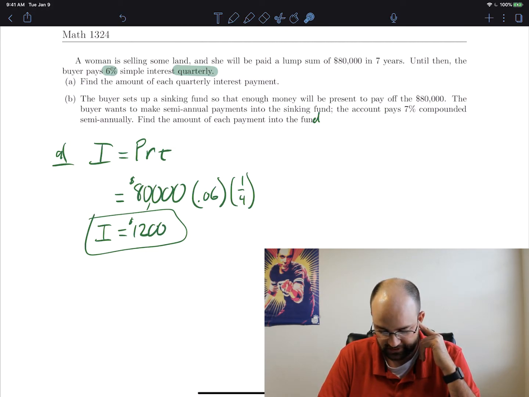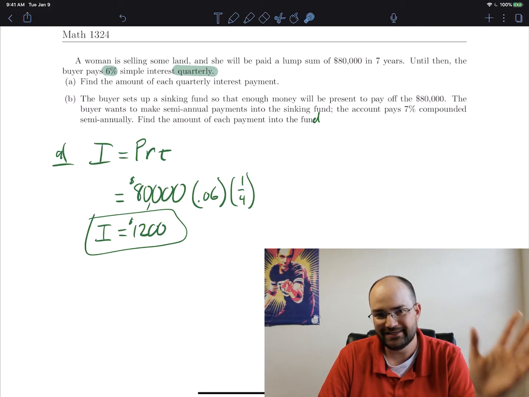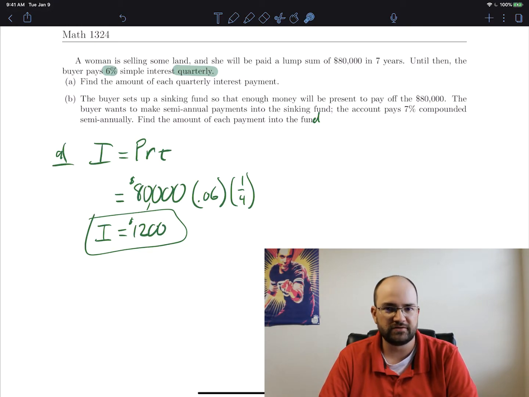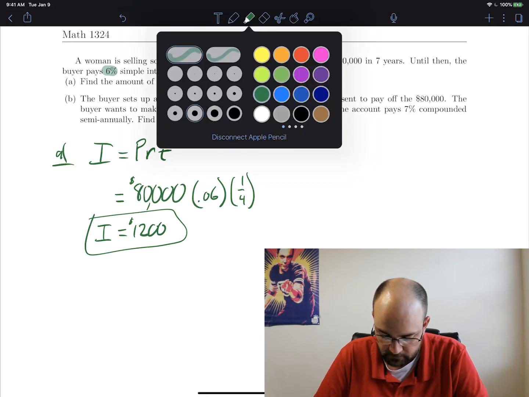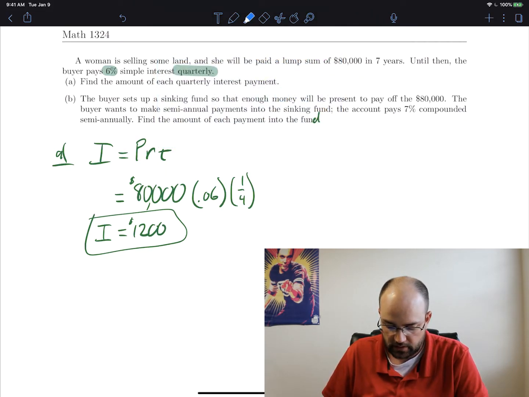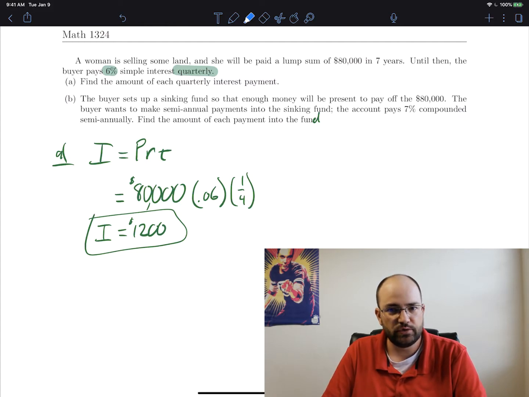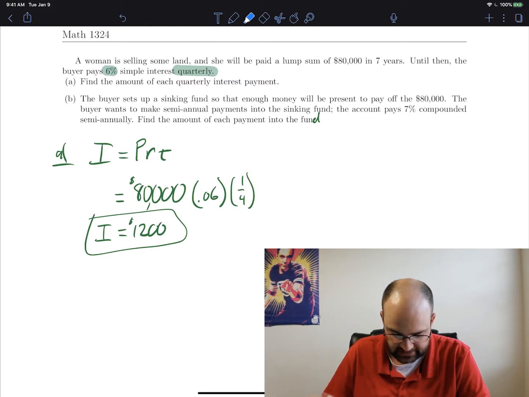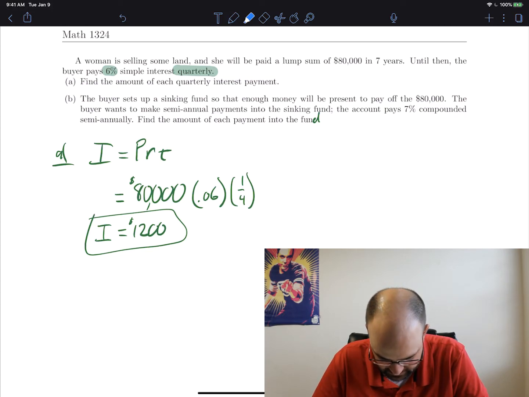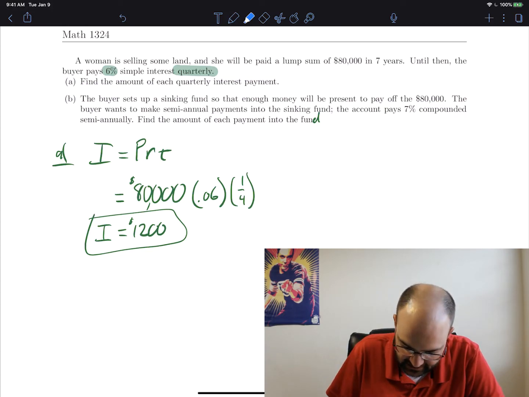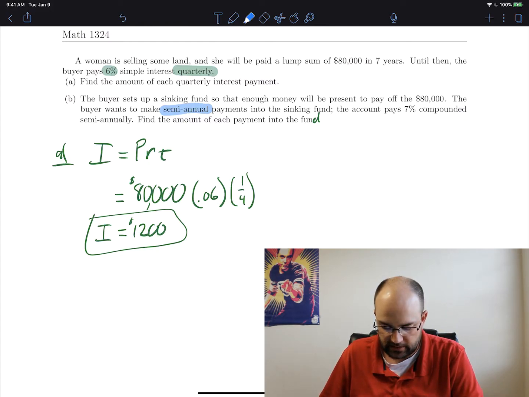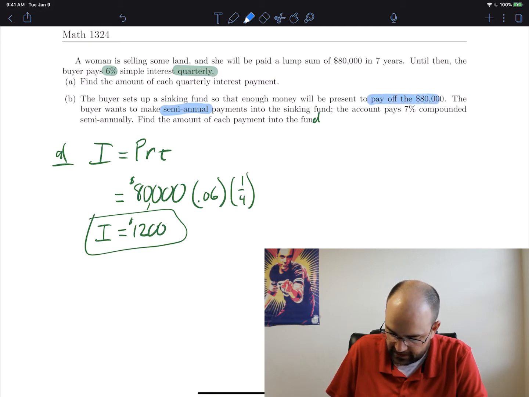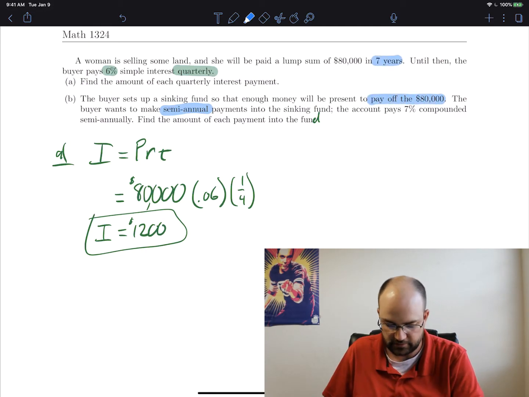So when you're purchasing something, the only way to buy something isn't to take out a loan and pay for it over a certain amount of time. There are other ways. This way is called a sinking fund. Okay, so let's talk about the sinking fund. This is the other part of the question. How much should they put into an account every other 6 months? Yes, every 6 months, because this is semi-annual, which means twice a year. And they want to be able to pay off the $80,000 in the 7 years.